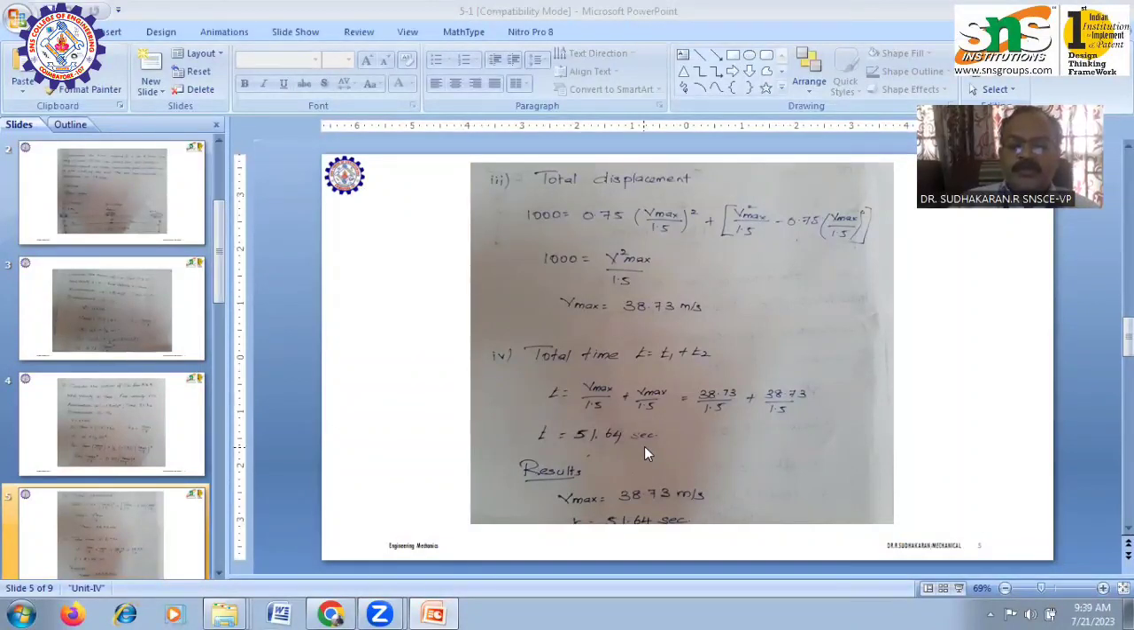So the results we get: the maximum velocity attained by the car at the intermediate point is 38.73 meter per second. The total time taken for the car to travel from O to B is 51.64 seconds.